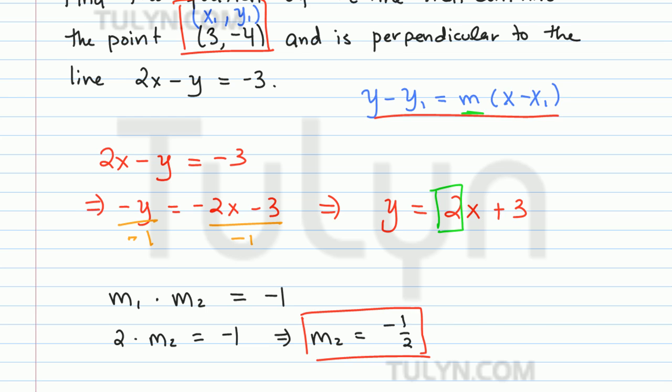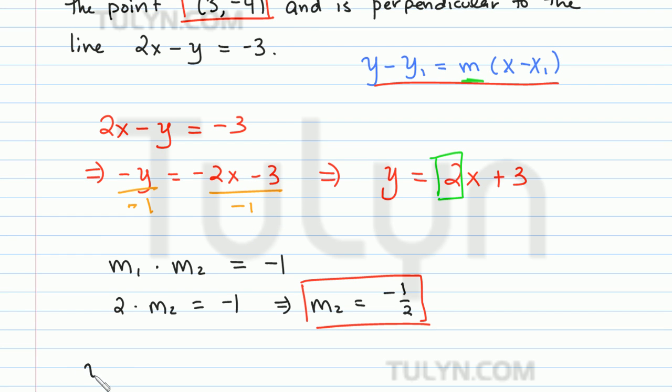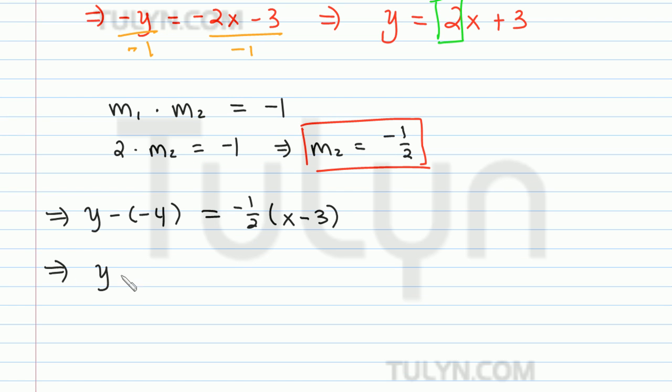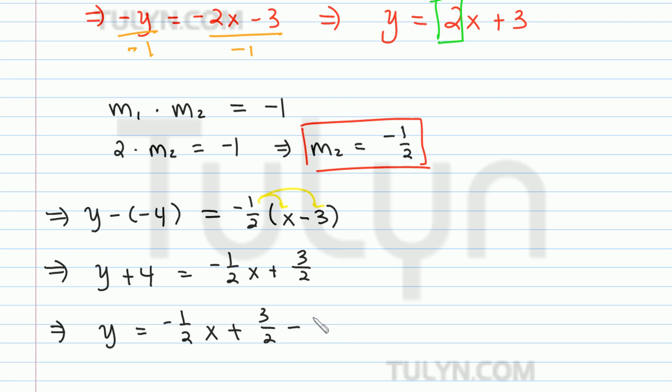Now we can use this point-slope formula. So y minus y1, which is -4, is equal to m, which is -1/2, times x minus x1. So now let's simplify. y plus 4 is equal to -1/2 x plus 3/2. I just distributed the -1/2 into this difference. So then I'm going to subtract 4 from each side. y is equal to -1/2 x plus 3/2 minus 4.